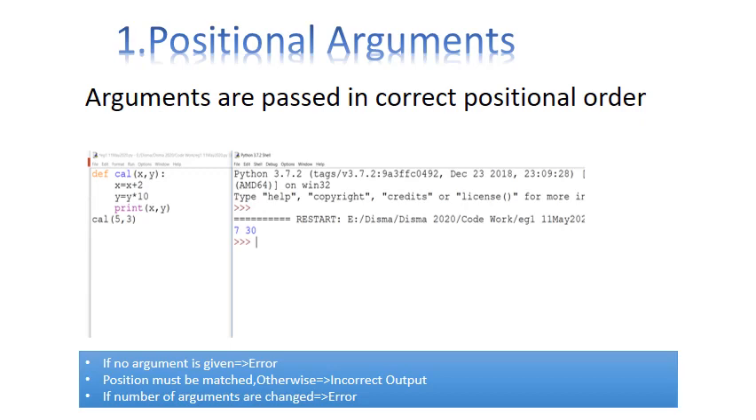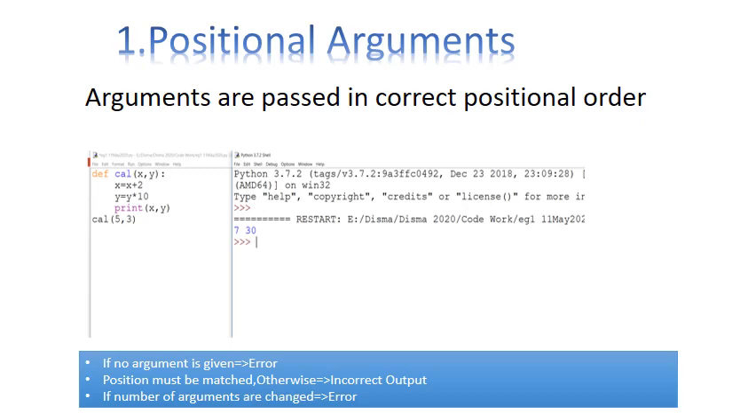In the fifth line, the function calling statement is written: char within brackets 5, 3. So you know that 5 is going to x and 3 is going to y. So you are going to get the output 7 and 30. It means that 7 is the value of x and 30 is the value of y. Suppose we change the values 5 and 3 to 3 and 5, then the output will be different.